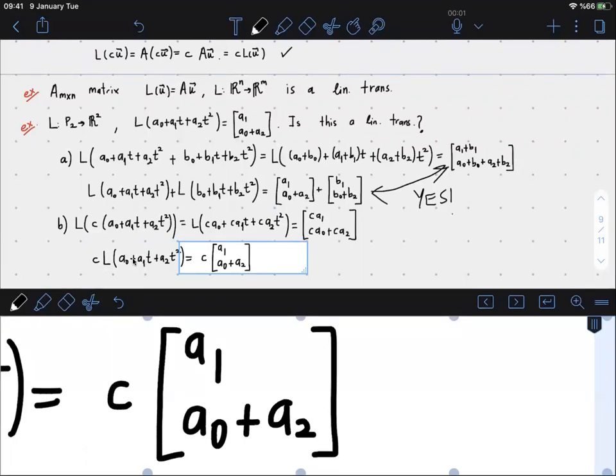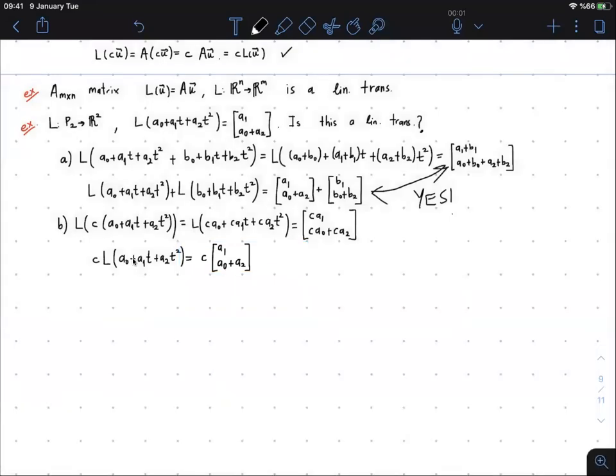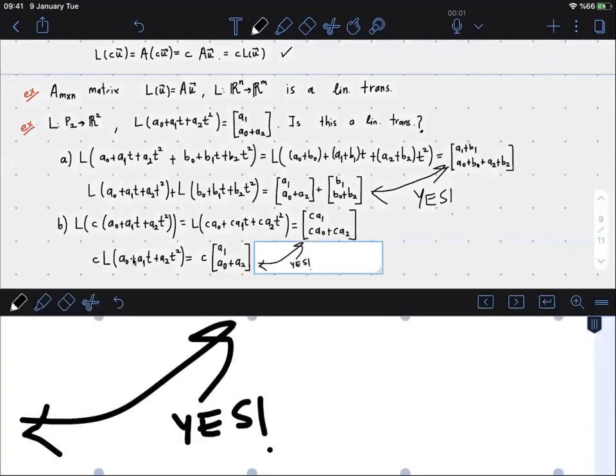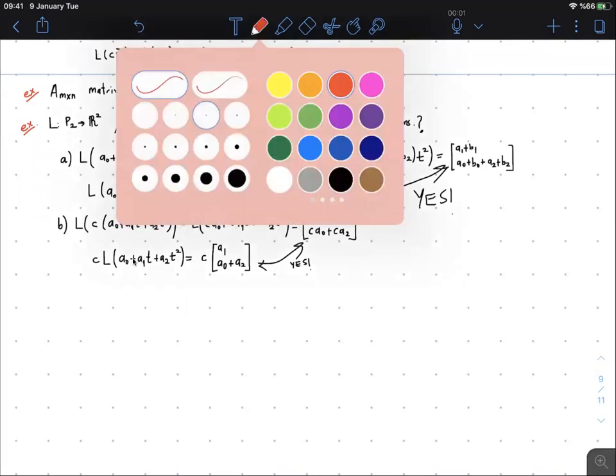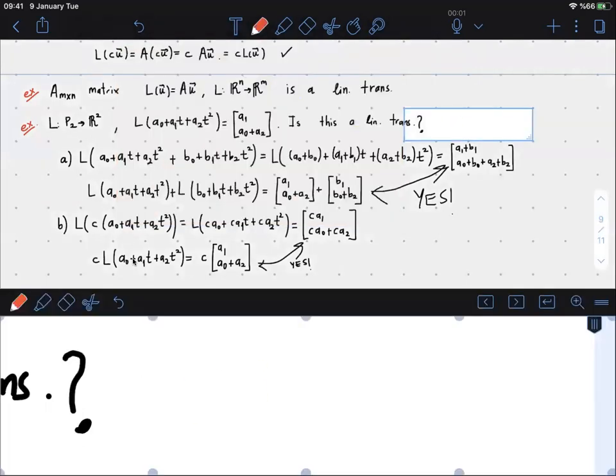So are they the same thing? Yes, right? Because if I multiply this vector by C, I get this result. So this mapping satisfies the second condition as well. So this is also yes. So the answer to both questions is yes, which means this is really a linear transformation. So let's write yes as the final answer.